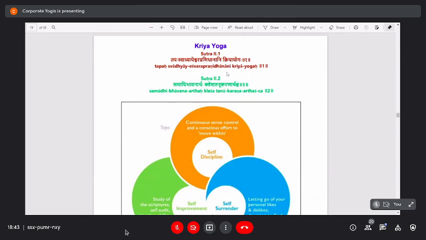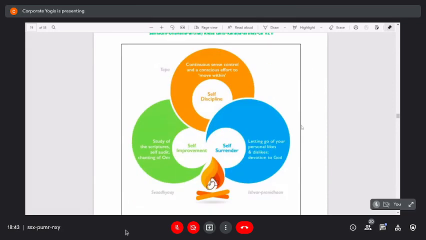Tapa swadhyaya ishwara pranidhanani kriya yoga. Tapa means continuous sense control, continuous effort to move ahead. Whatever you are doing in yoga, like all of Ashtanga yoga: yama, niyama, asana, pranayama, pratyahara, dhyana, all of it is tapa. Swadhyaya means you are also studying. You are not doing it blindly. If you do it blindly, you are not going to get the result you expected. With swadhyaya, you do self-study, reflecting on what improvements you should make.